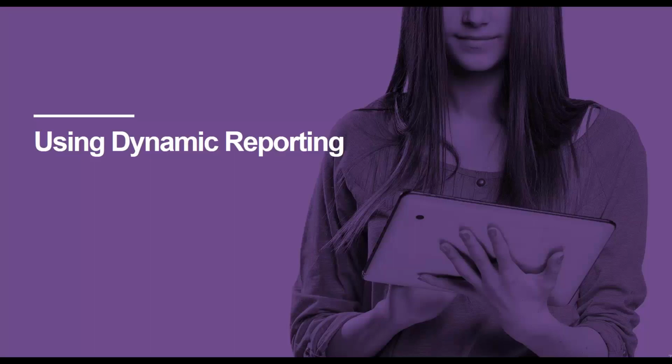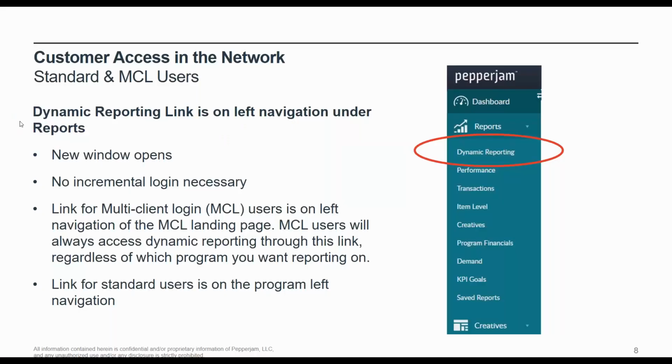All right, so now let's talk about using dynamic reporting. Dynamic reporting is available from the standard program navigation if you are a user that only has one program in the network. But if you're also an MCL user, meaning that you have multiple programs that you manage on our network, you can access dynamic reporting from your MCL user landing page.